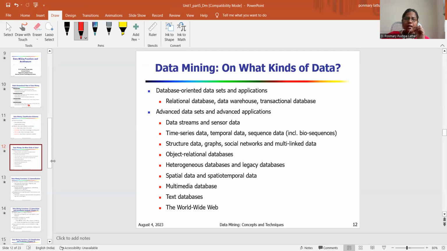There are also advanced applications. For example, you can use sensor data, time series data, graphs, social network, multi-link data, object relational database, spatial data, multimedia database, text database, and the world wide web. Like this, different kinds of data you can use for data mining.